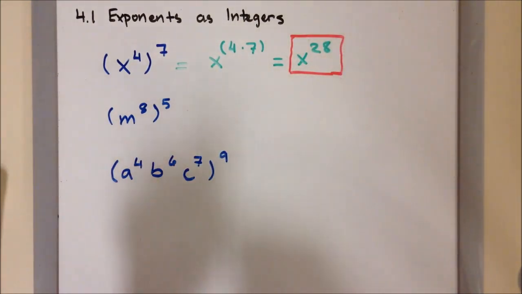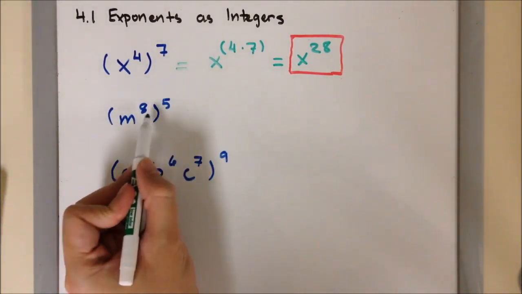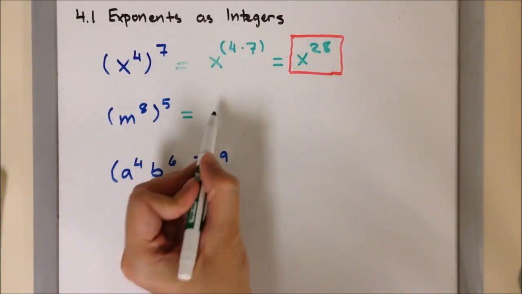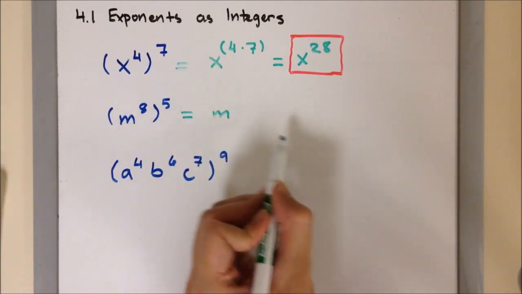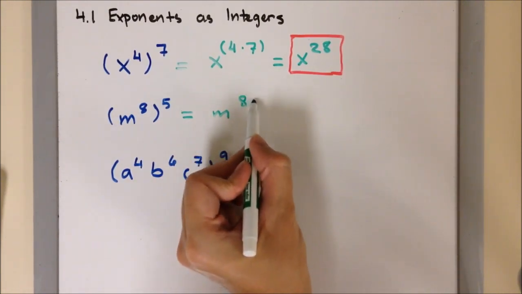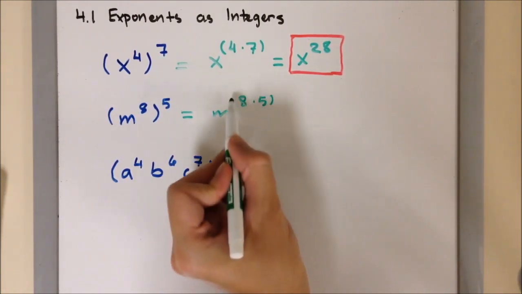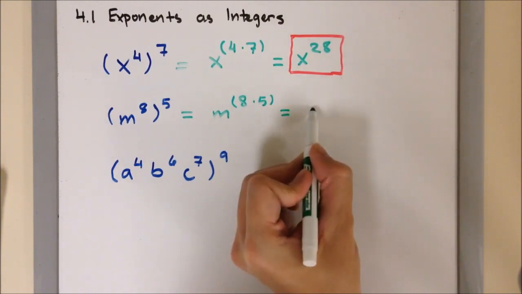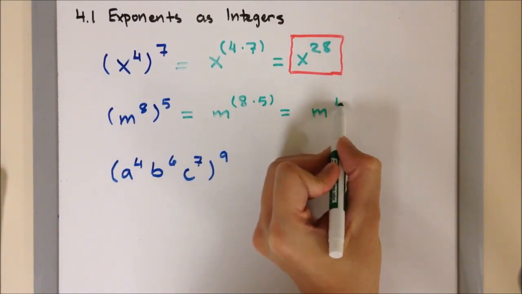So same process. So m to the 8th power being raised by the 5th power, so it's going to be m, 8 times 5 for our exponent, so it's going to be m to the power of 40.